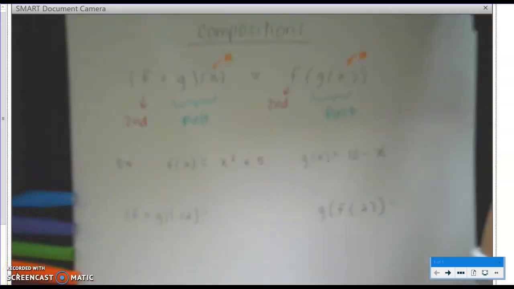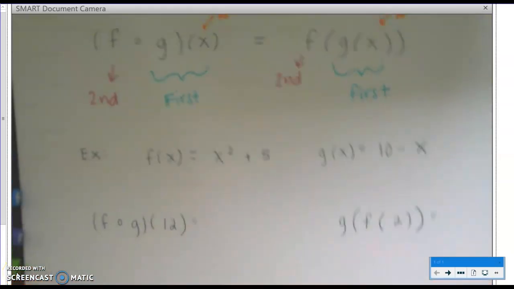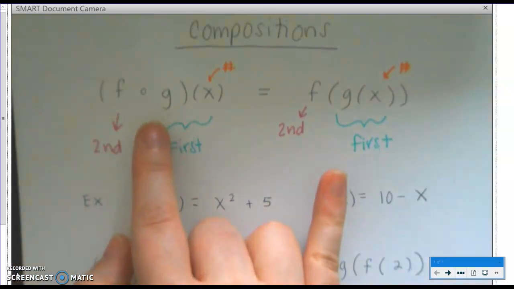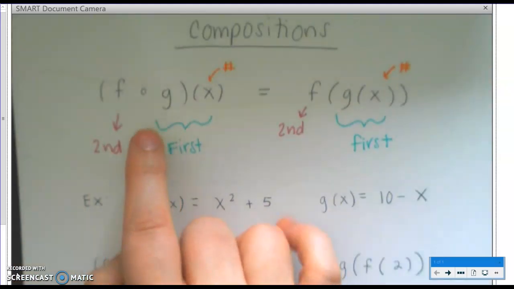Hi guys, in this video I'm going to teach you how to do a composition of two functions. The concept is really easy. Basically, all we're going to be doing is plugging numbers in for x and getting an answer. So it's really just that simple. You have to know how to read it. So these are the two ways that they can present the question to you.